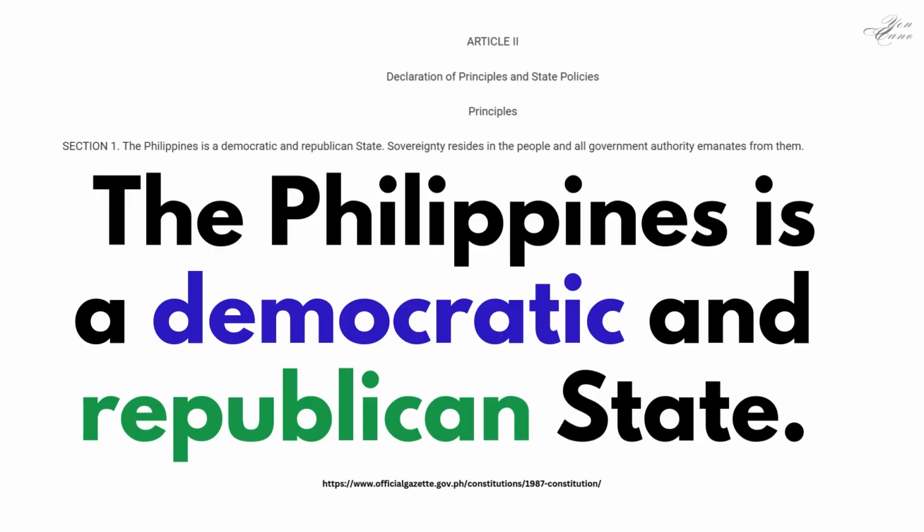Let's start with the most basic principle. In the 1987 Constitution, Article 2, Section 1, it lays out what type of state the Philippines is. So we are a democratic and republican state. Now, when we talk about democracy, it is a government by the people, a form of government in which the supreme power is vested in the people. So demos, rule by many.